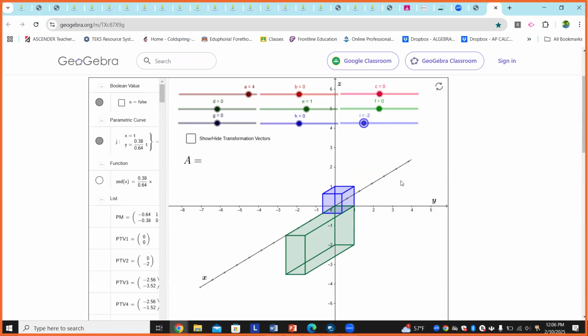Does everyone's shape look like this? All right, so the second part of the question again asks for the volume. Now let's pretend we didn't catch that pattern of the diagonals there. How do I find the volume of a prism?